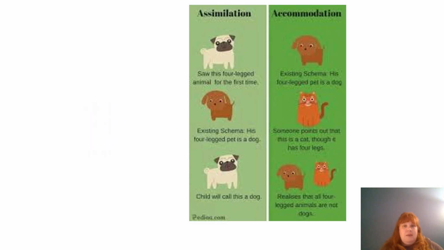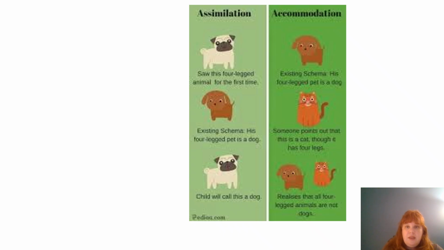So here's another example. You see this four-legged animal, right? And someone tells you, oh, that's a dog. That's a dog. And so you have a schema that four-legged animals that are pets that live in people's houses are dogs. So when you see this animal, you're like, yep, that's a dog. It's a four-legged pet. It's a dog. It fits with what I already know.